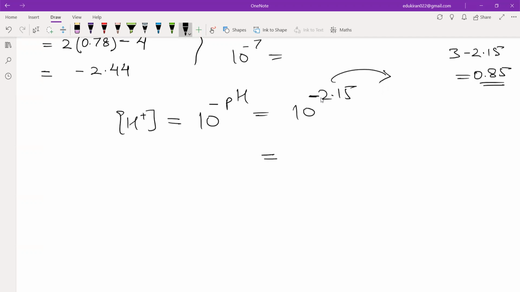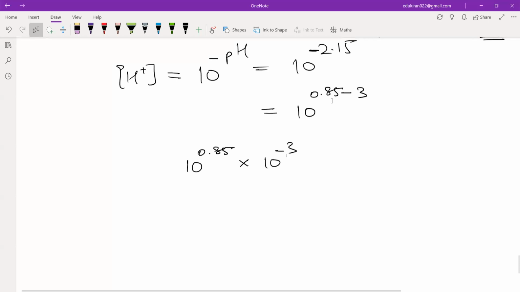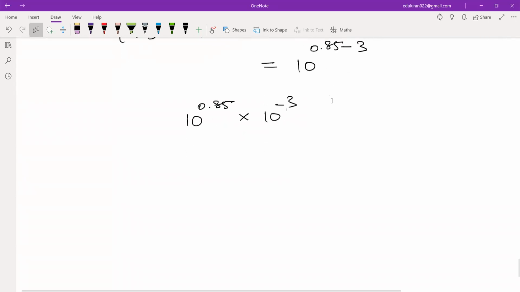So I can write this as 10 to the power of 0.85 minus 3. Any problem here? No problem? No, sir. Okay. Then you can write this as 10 to the power of 0.85 into 10 to the power of minus 3. Any problem? No, sir. No problem. All of you?